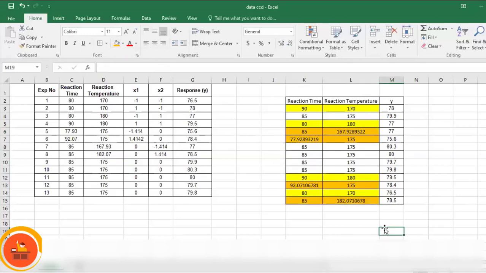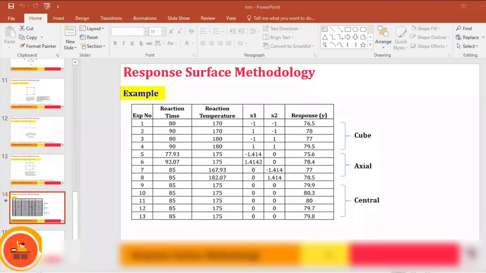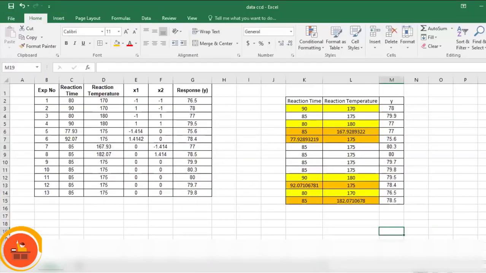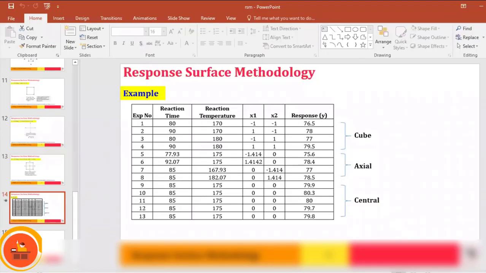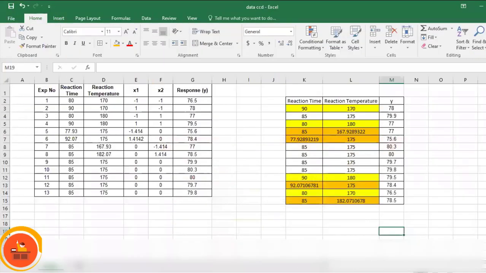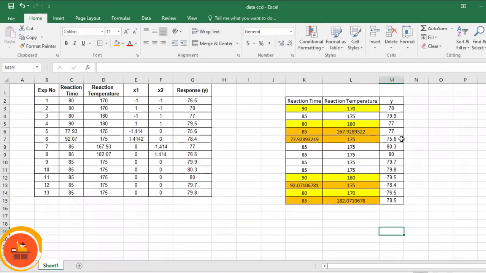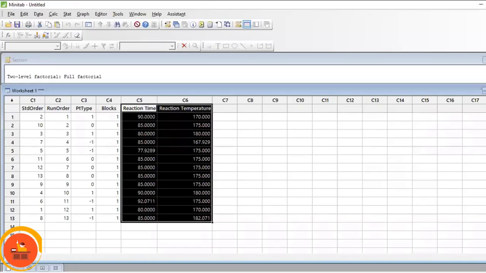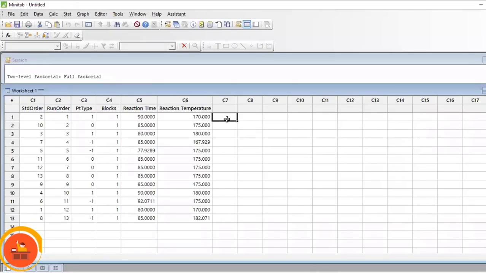So now you can observe this yellow color points, we have highlighted as cube. Orange color we have highlighted as axial, and the remaining white we can classify as central. Now I am copying this, going to Excel Minitab, pasting it here, and mentioning it as Y. Y is nothing but response.